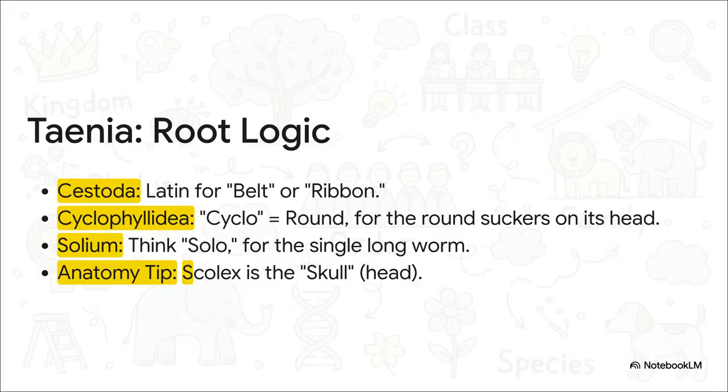The class, Cestota, is just Latin for belt or ribbon, and that's exactly what a tapeworm looks like, right? The order, Cyclophilidae, starts with cyclo, like circle or round, for the round suckers on its head, and the species name, Solium, always makes me think of solo, because it's often just one long, single worm living inside its host. For the anatomy part, just remember the S. scolex is its skull, and the proglottids are the projecting segments full of eggs.